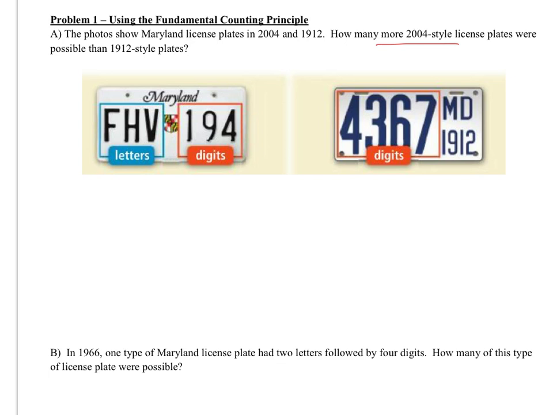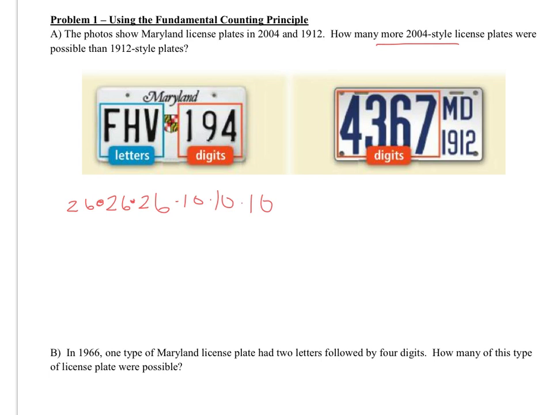1912. So first I have to figure out how many possible solutions I have in the year 2004. When you're looking at this, you first have to know how many letters there are in the alphabet, and there's 26. So when I have 3 letters, you can have repeating letters. You have 26 options, and then 26, and then 26. With probability, and actually just in math in general, "and" means you multiply. I have 3 digits then. Now 0 is a number, so there's technically 10 options here. So you have 10 options, and then 10, and then 10.